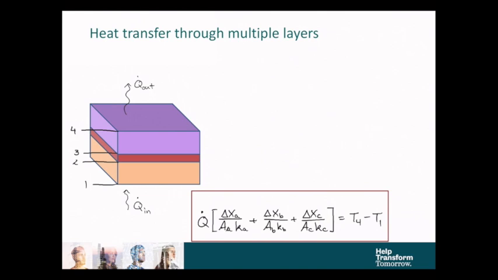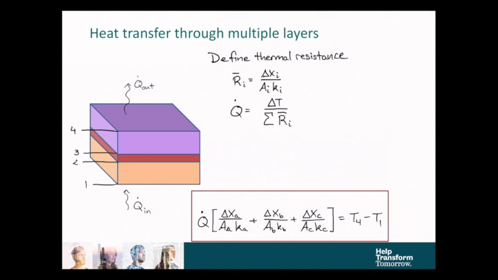Next, we need to apply some definitions to simplify it. So we're going to define the thermal resistance as this quantity, delta X over A over thermal conductivity for a given layer in the slab. And I'm putting an overbar on the R to indicate that this definition contains the area. So coming back to our definition of Q, we can basically see that Q is just given by the overall delta T across the stack divided by the sum of thermal resistances.